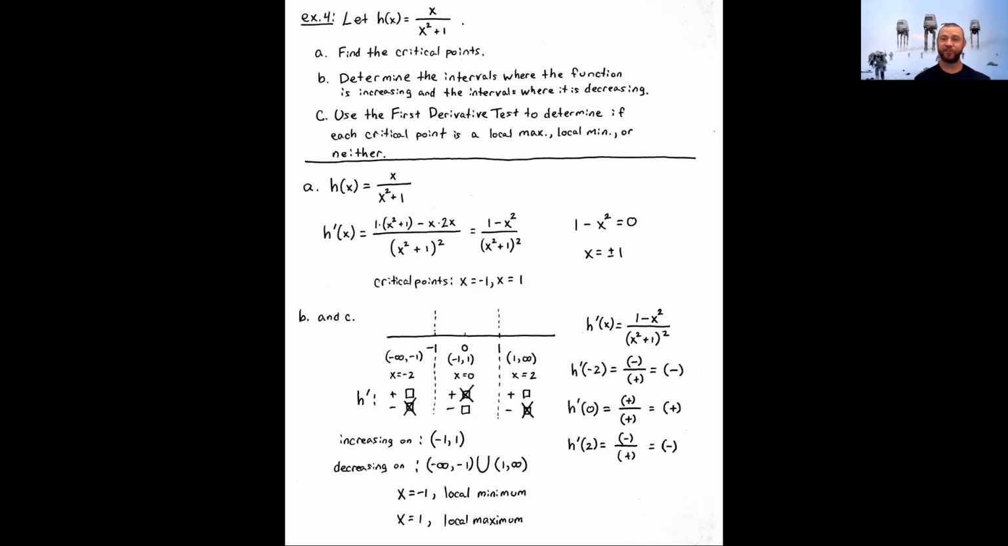Since we see a change in sign in the first derivative across each critical point, each critical point corresponds to a local max or min. Our critical point, negative 1, that sign change from negative to positive corresponds to a local minimum. And at x equals positive 1, that sign change in the first derivative going from positive to negative, that corresponds to a local maximum.